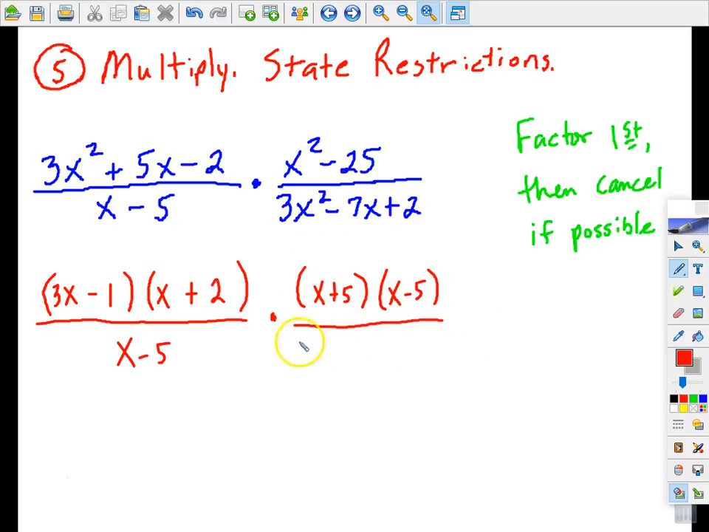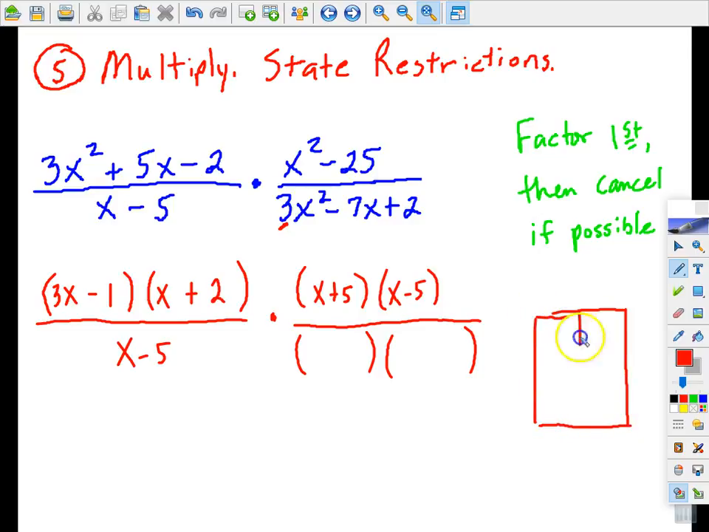And now let's do this other denominator. And just for sake of review, we looked at the box method again. Whenever the number in front of x squared is greater than 1, let's just review this little box method because it may come in handy for some of the tougher factoring problems.